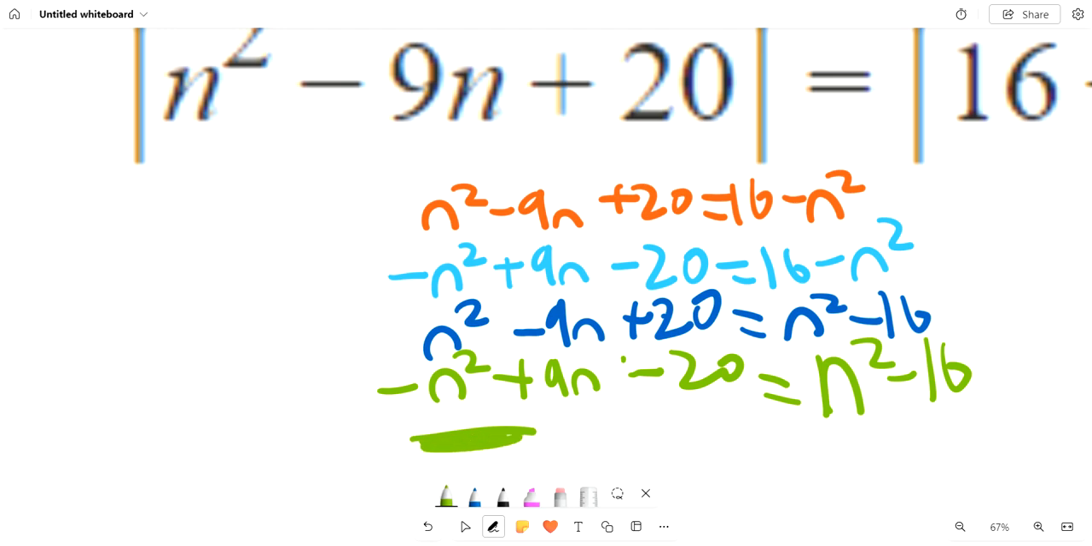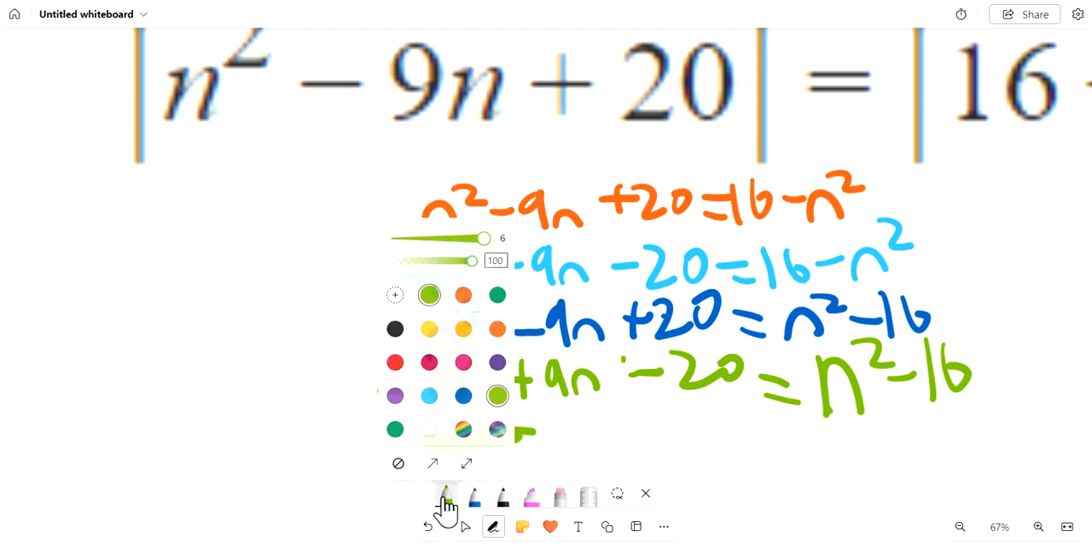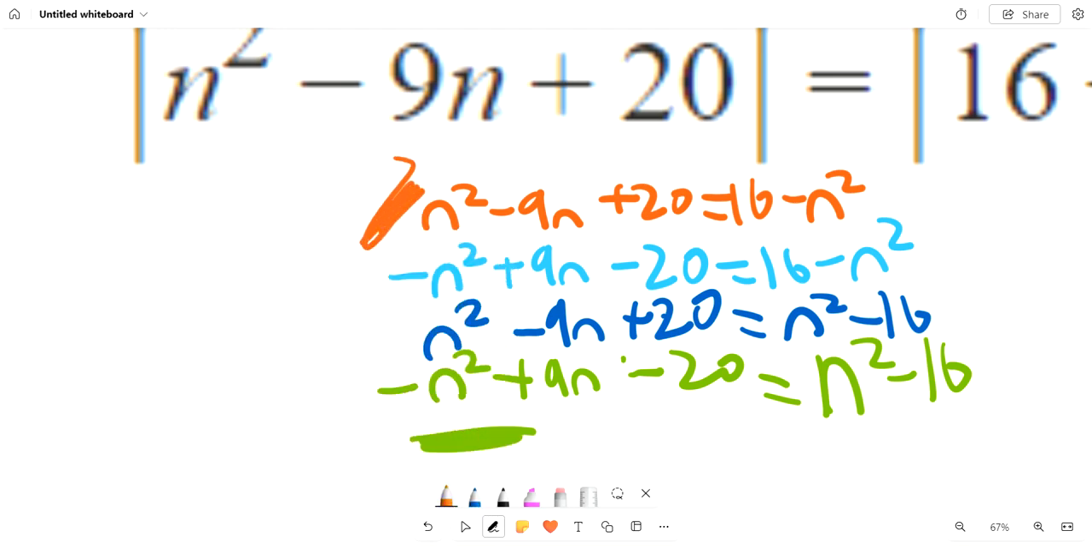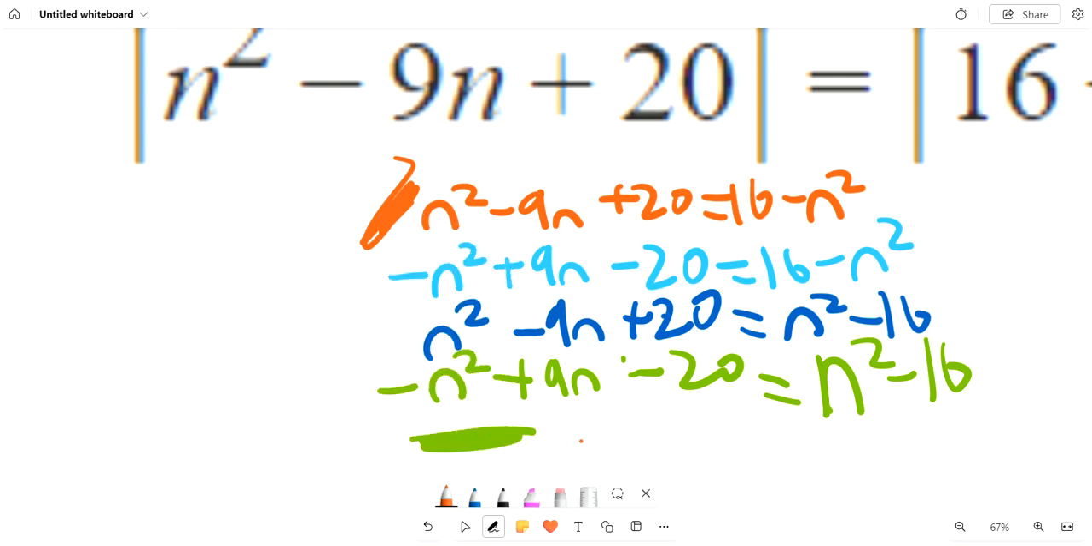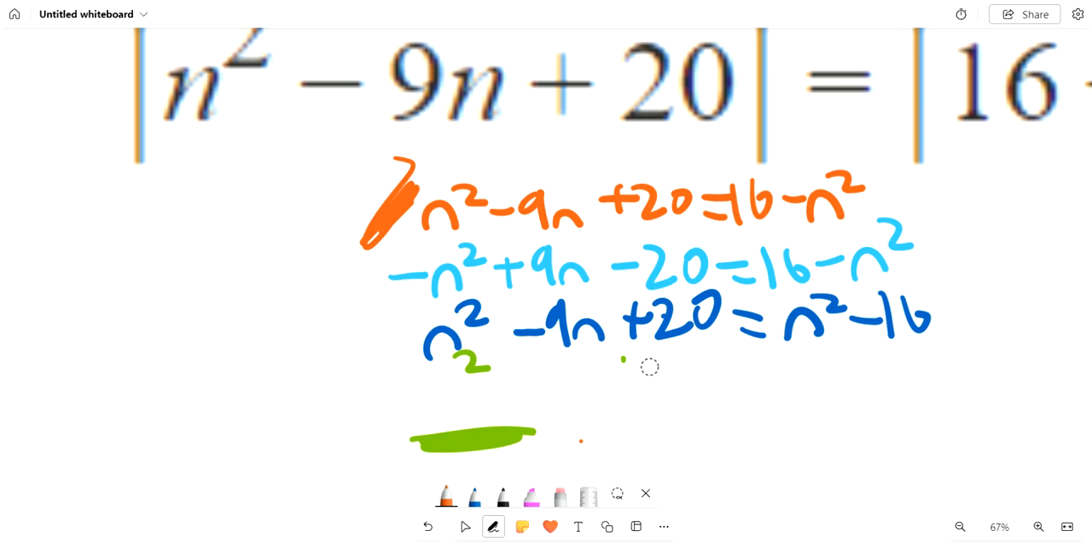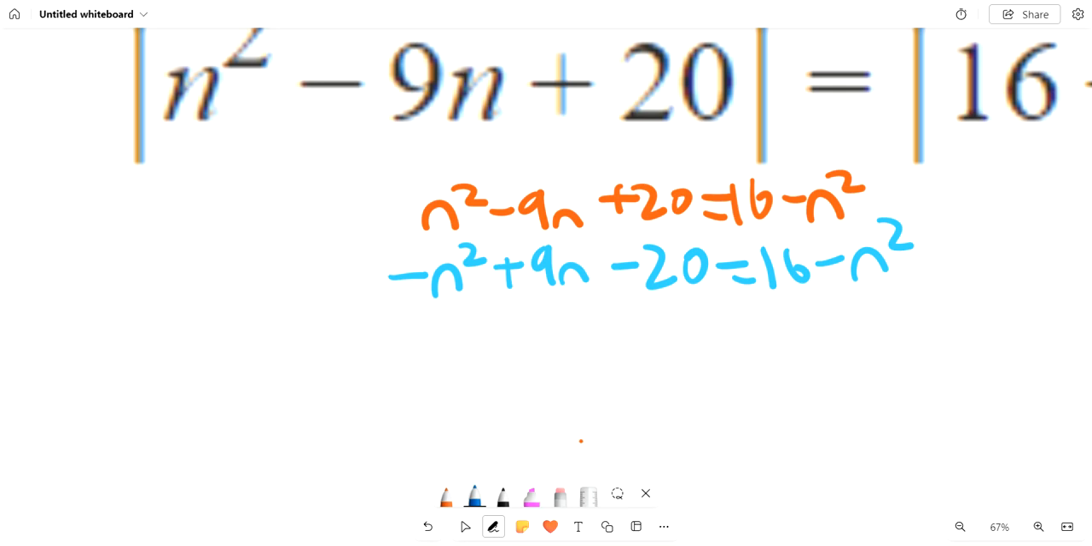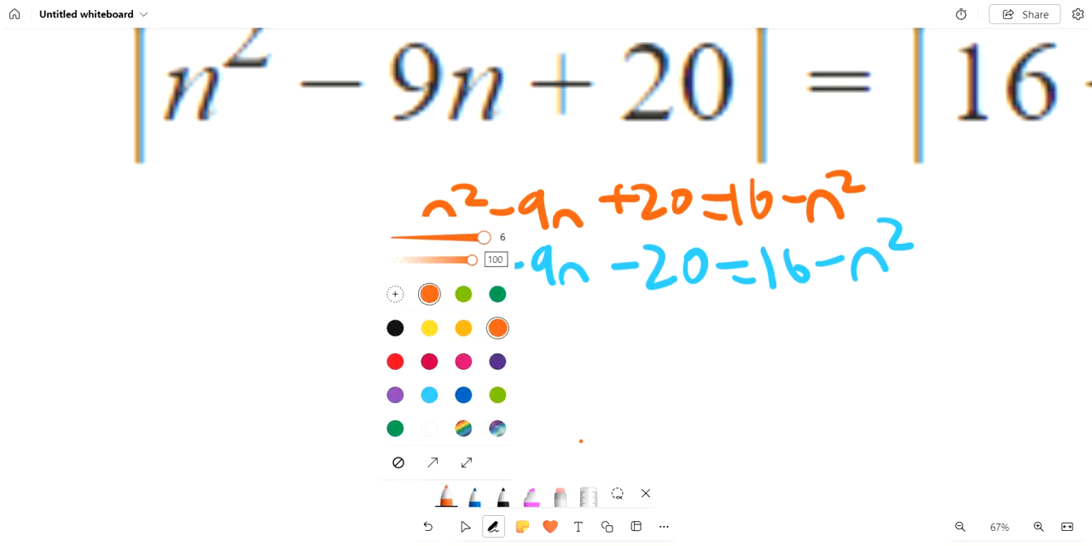So we know that this one and this one are the same, because if you just multiply by minus 1 on both sides, then we can see that those are equal. And the same with these two equations. If we multiply negative 1 on both sides, they'll be equal. So now we're left with 2 cases.